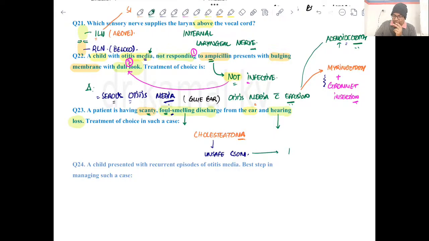And for this condition, what do we need to do? Modified radical mastoidectomy. Clear? So we need to do this MRM, modified radical mastoidectomy. Clear? Because this is a case of cholesteatoma. So hearing loss, what type of hearing loss is this? This is conductive, because there is perforation, right? Because there is suppurative otitis media, and which type of perforation is there? Attico-antral perforation.